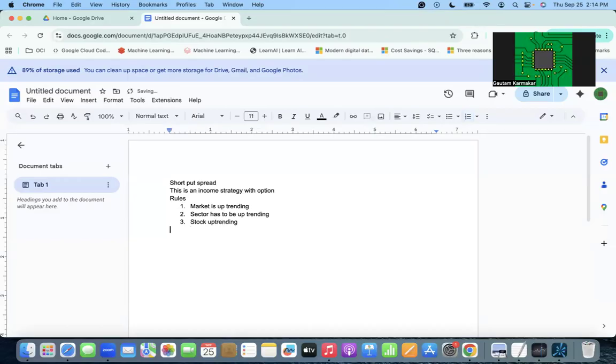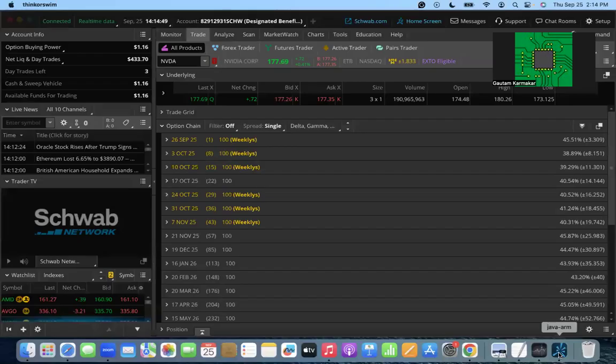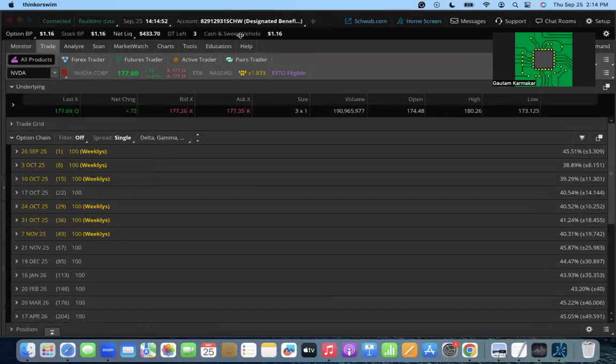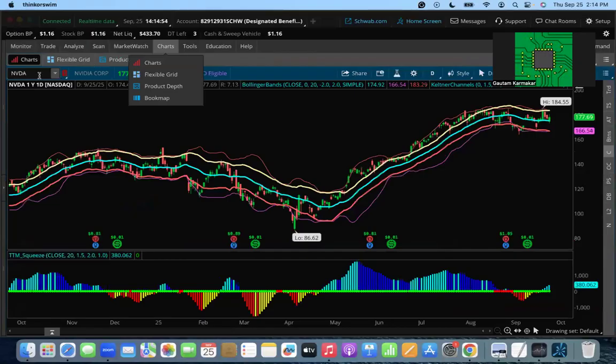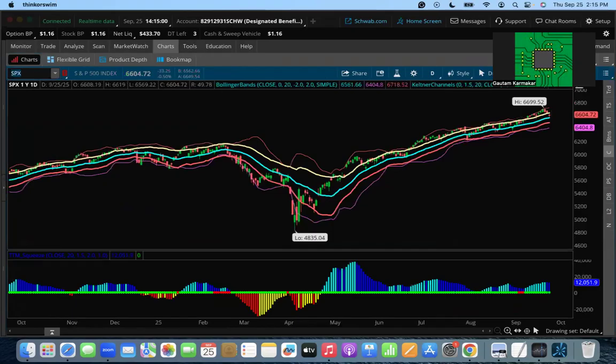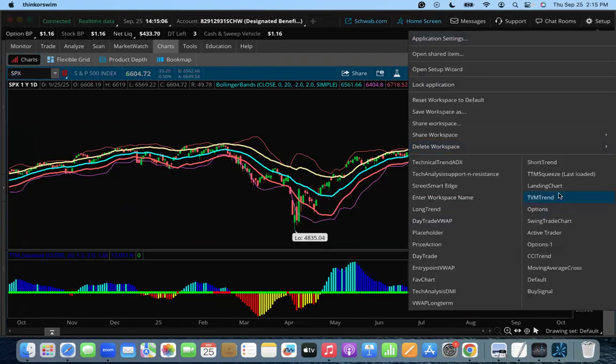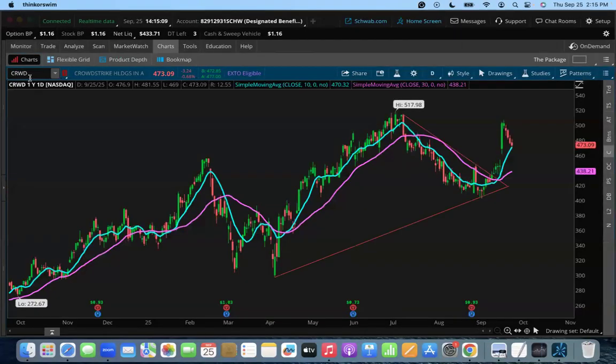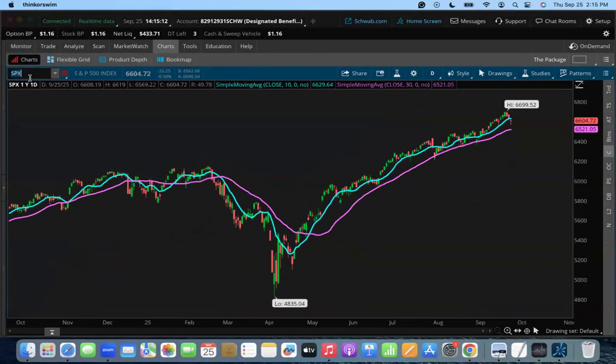Now, it has to be uptrending because sometimes you'll hear that for a short put vertical, the stock doesn't have to go up, or the stock can go down a little. Yes, those are true, but it has to be an uptrend over a period of time. So for example, if I look at these rules in today's time, take the S&P 500 index. Let me use this chart for SPX, which is the S&P 500.